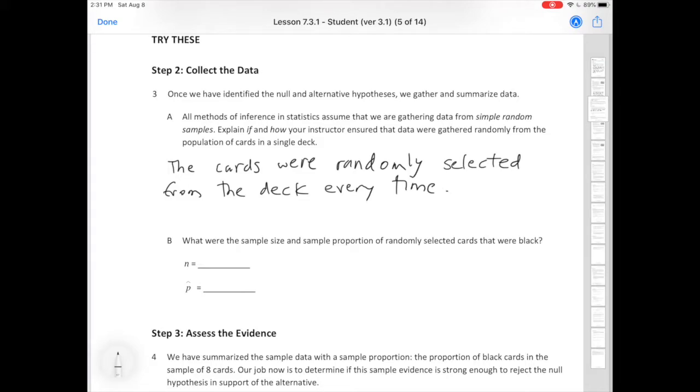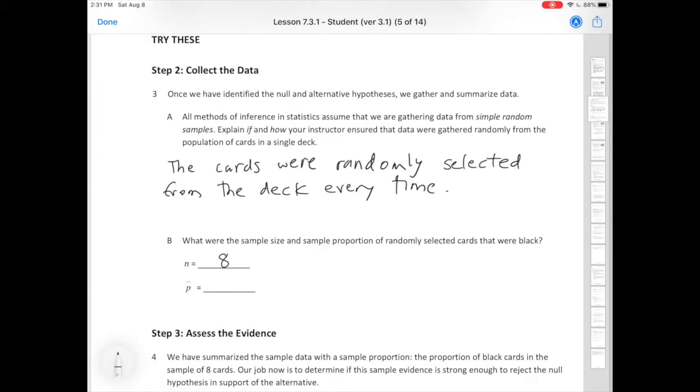Part B. What were the sample size and sample proportion of randomly selected cards that were black? Well, we took 8 cards, didn't we? So the sample size is 8. And what was p hat? Well, p hat is the proportion of cards that were black.